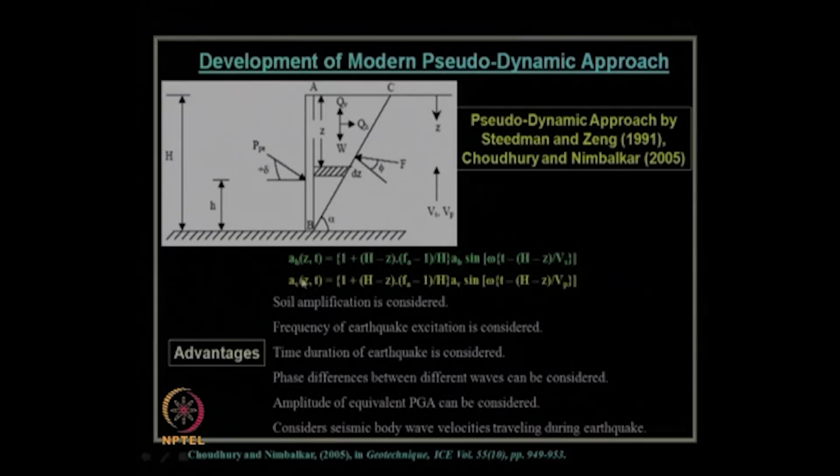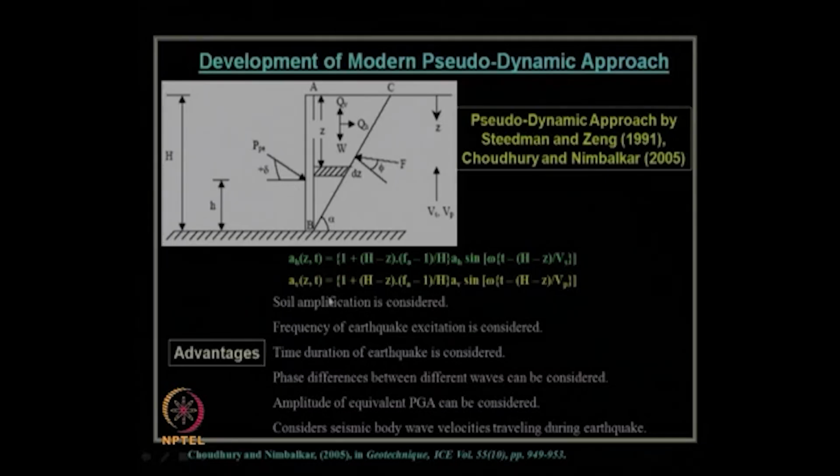The Av is also a function of z and t, which is expressed as 1 plus (h minus z) times (Fa minus 1) by h times Av. This Av is nothing but the amplitude of vertical seismic acceleration times sine of omega times (t minus (h minus z) by Vp), because as we know the primary wave velocity will contribute to the vertical seismic acceleration. So, that is why this expression is considered for both horizontal as well as vertical seismic acceleration, which are now functions of depth and time.